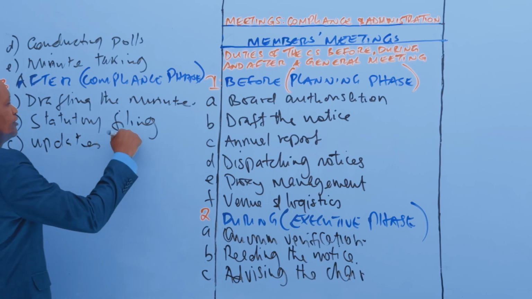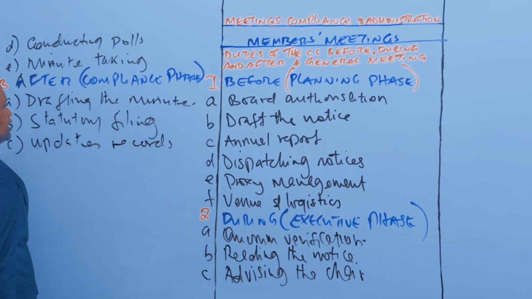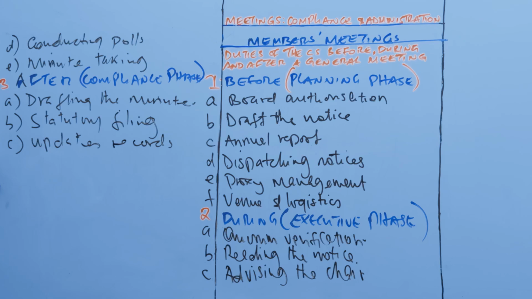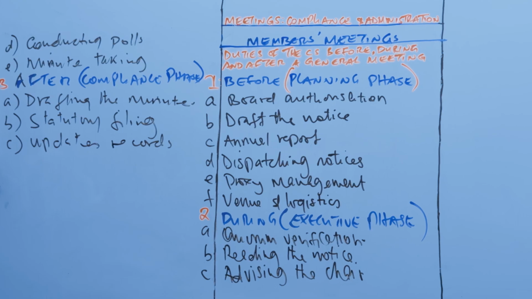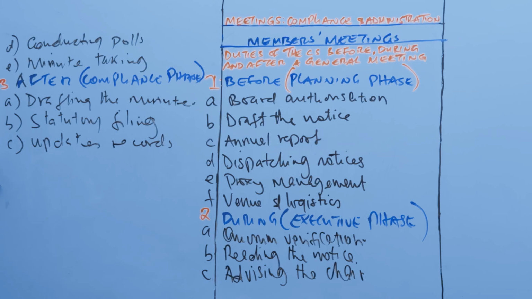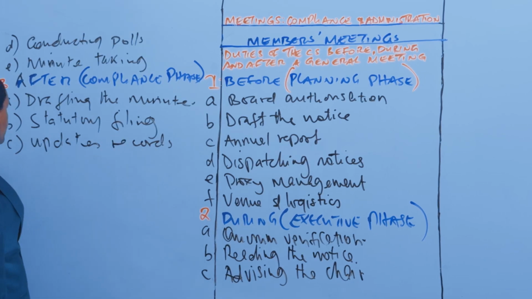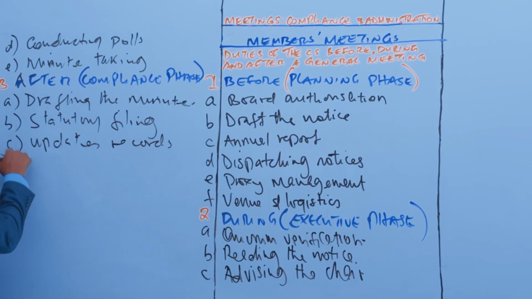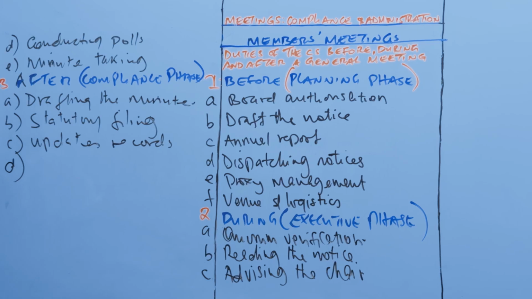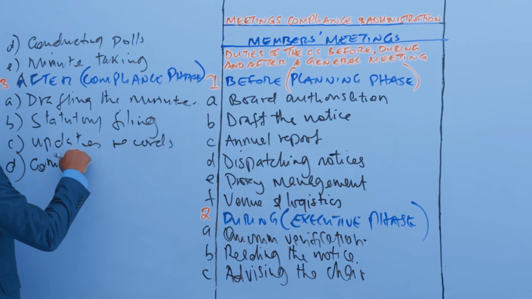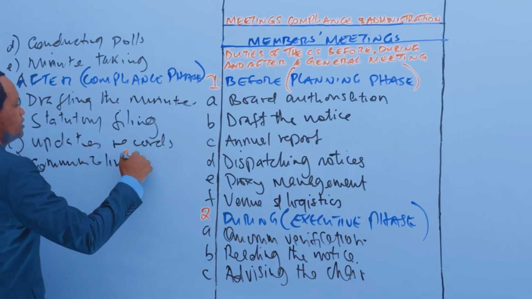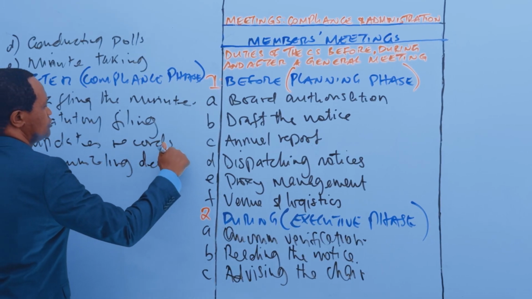Updating records. If the meeting involved, for example, the election of new directors or auditors, the company secretary is required to update the company's internal registers and also notify the registrar. Duty number 4 is communicating decisions.